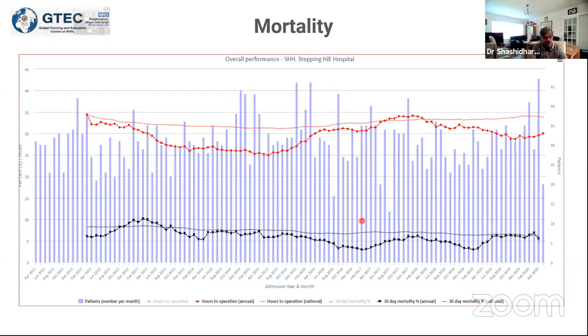So I'm just going to go a little bit further. The important message to take is that mortality and morbidity depend on the duration of time the patient waits. So it's important, we need to consider that.